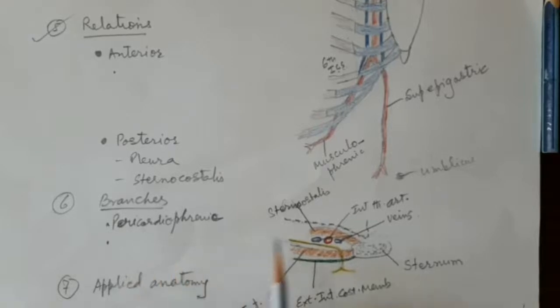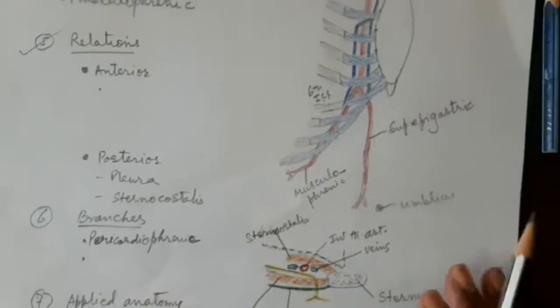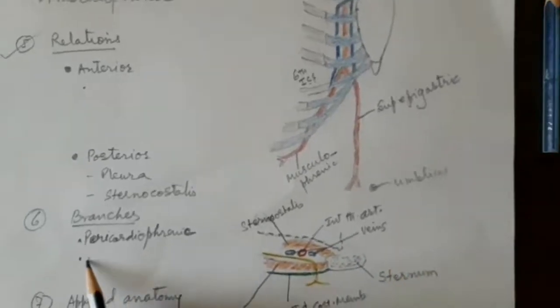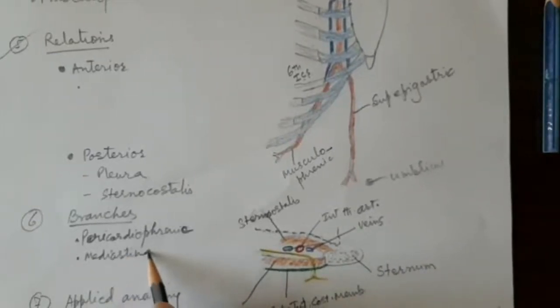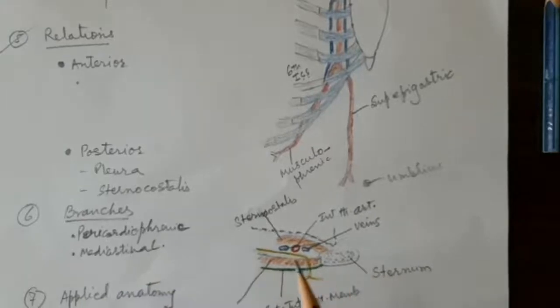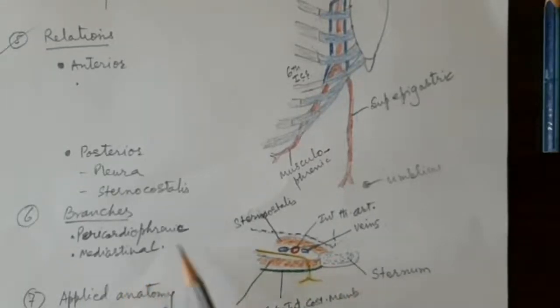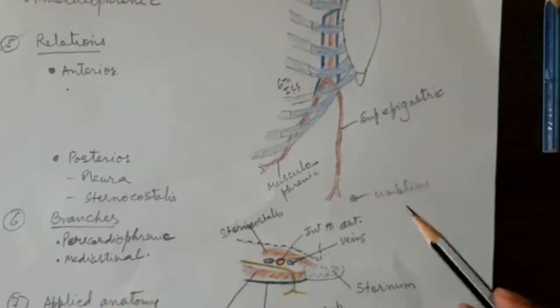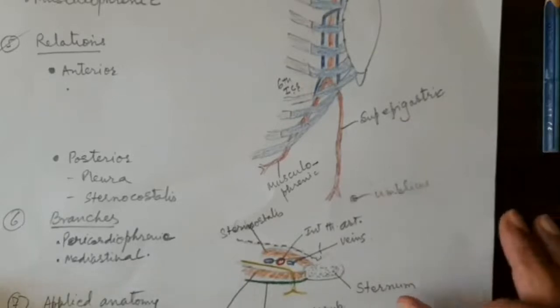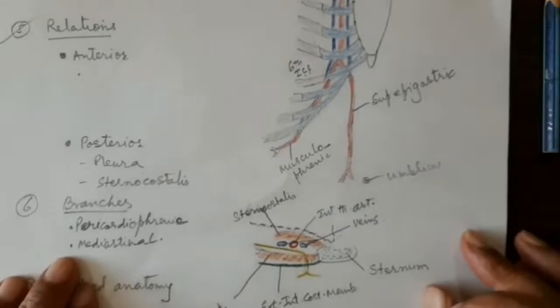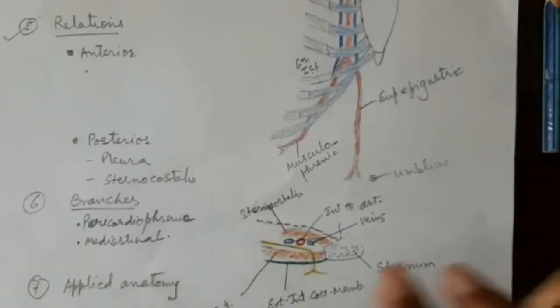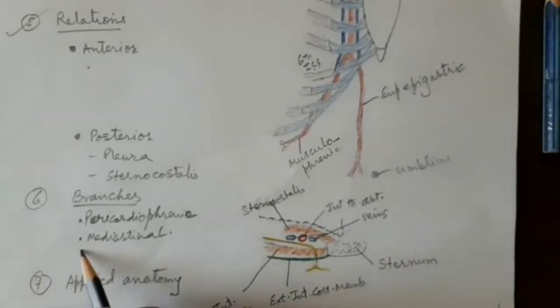The second is the mediastinal arteries, which are unnamed, multiple branches that go to the mediastinum and supply the fibro-fatty tissue, the thymus, and part of the pericardium. So these are the mediastinal arteries. They are many, not single.